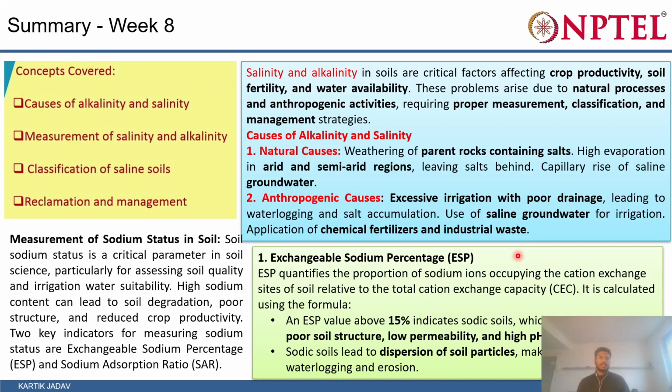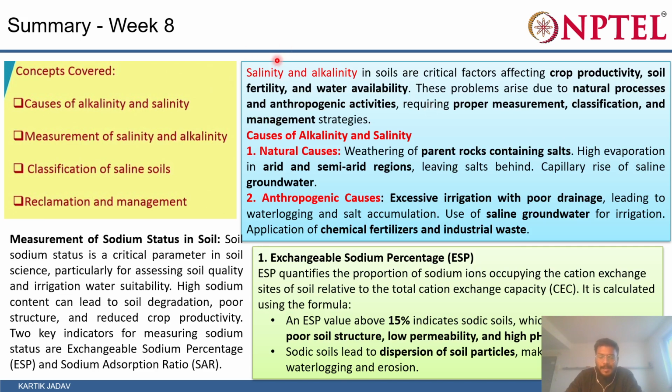Then we have a concept related to alkalinity and salinity. In that, we have also talked about the difference between salinity and alkalinity. Salinity generally is a critical factor affecting crop productivity, soil fertility, and water availability.